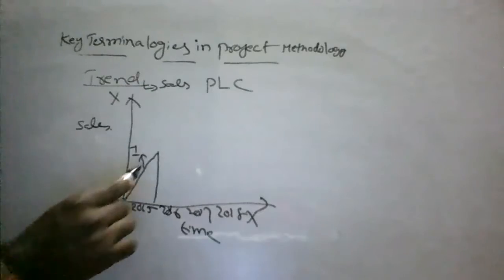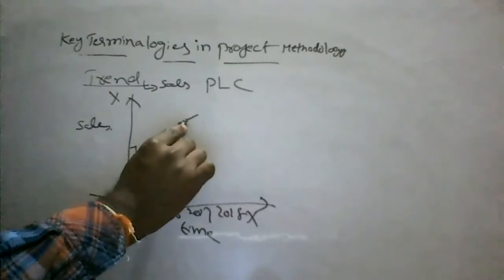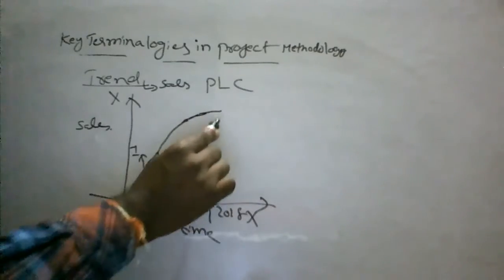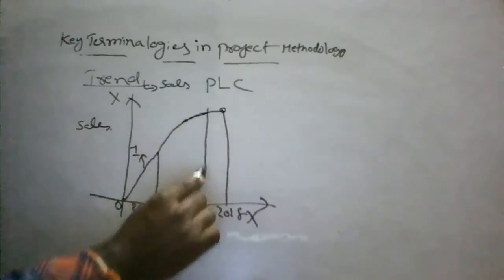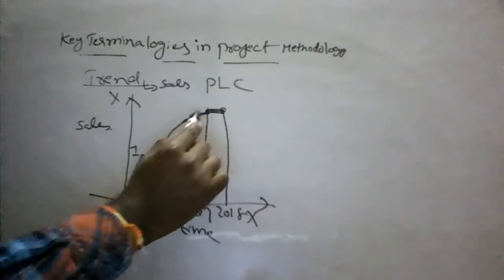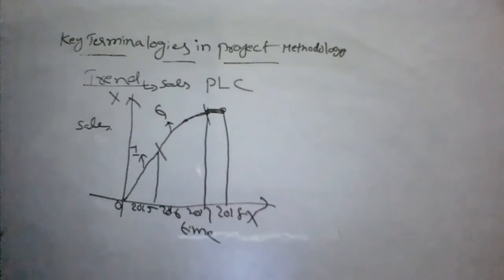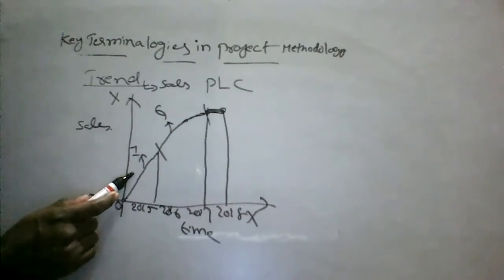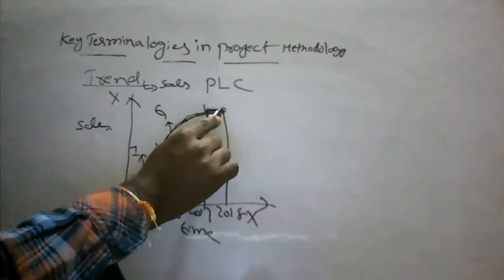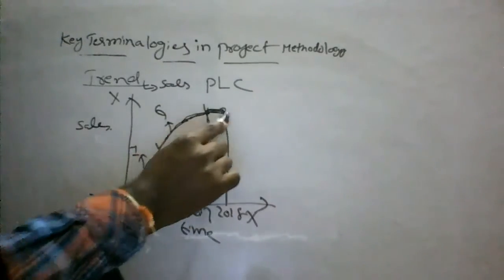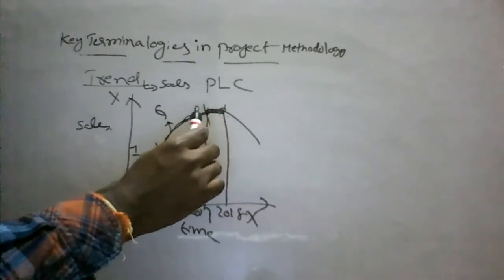Later it grows tremendously and reaches the maximum point around 2018. The middle of this is called the growth stage, where growth increases tremendously after the product is introduced. The period from 2017 to 18 is the maturity stage, the saturation point, and after 2018 my product slowly tends to decline.